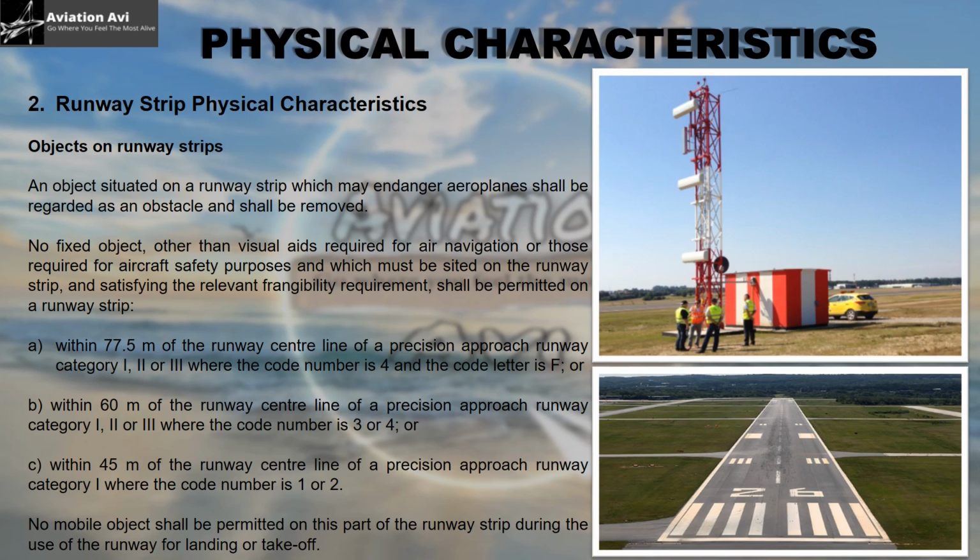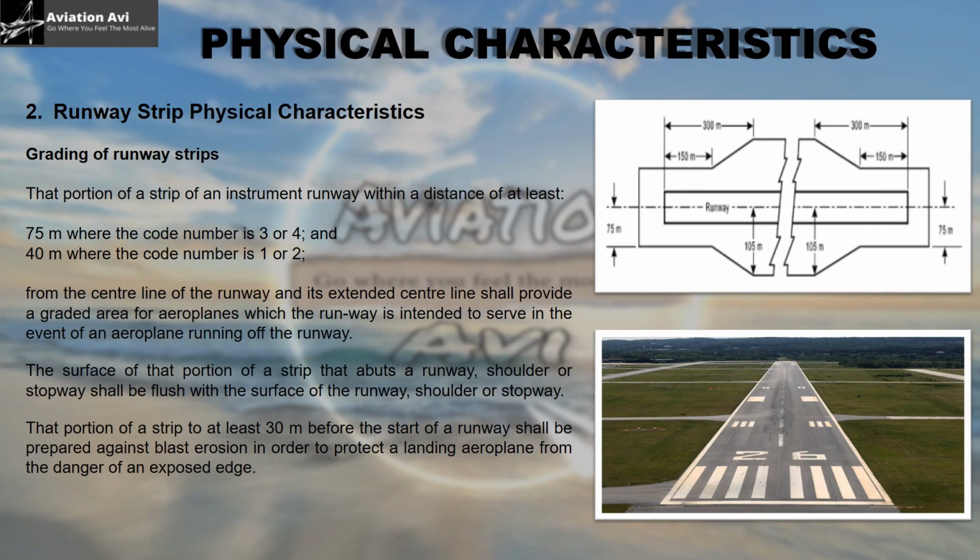Further, we have talked about the fixed object now. No mobile object shall be permitted on this part of the runway strip during the use of the runway for takeoff or landing. Now, the runway strip that is provided should be graded. The grading prevents further damage to an aircraft when the aircraft is running off the runway.